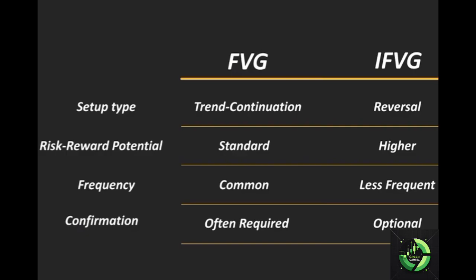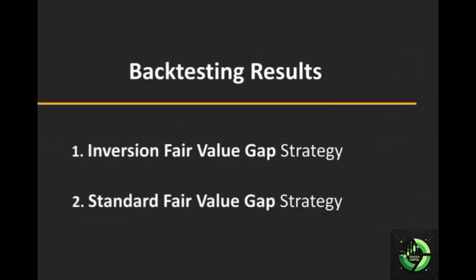With all that said, through our backtesting, we have found that certain conditions are required for fair value gaps and inversions to work effectively, which we are about to break down next. In this part of the video, we will explain two of the best setups for reversals and continuations using standard and inversion FVGs, which performed really well in our backtesting.